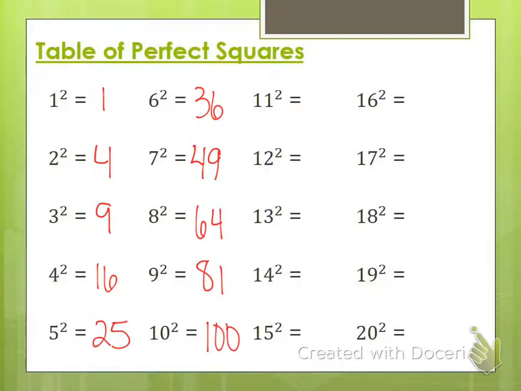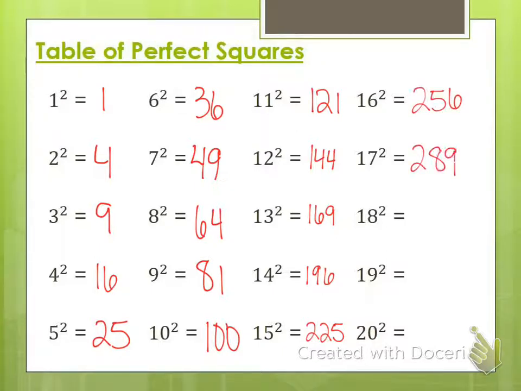What about 11 squared? Good. 12 squared? 13 squared? 169. Wow. Loud and proud. Good. What about 14 squared? 15 squared? Good. Oh, so we're starting to drop off a little bit. 16 squared? Good. 17 squared? Wonderful. 18 squared? 19 squared? And 20 squared you should know. That one's easy. Okay.